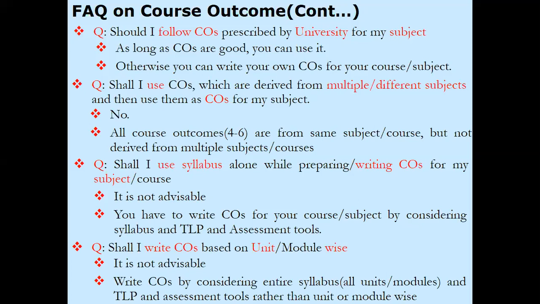For example, based on PO1, in the sense apply level, you can write one course outcome. The apply level may come from unit 1 or unit 2, unit 3, unit 4. It doesn't matter. You are writing one course outcome. It means you are writing in a generalized way, irrespective of whether it is unit 1, unit 2. Same thing from the analyze level point of view. You are writing one course outcome. It may come from unit 1, unit 2, unit 3, unit 4. It doesn't matter. You are writing generalized.